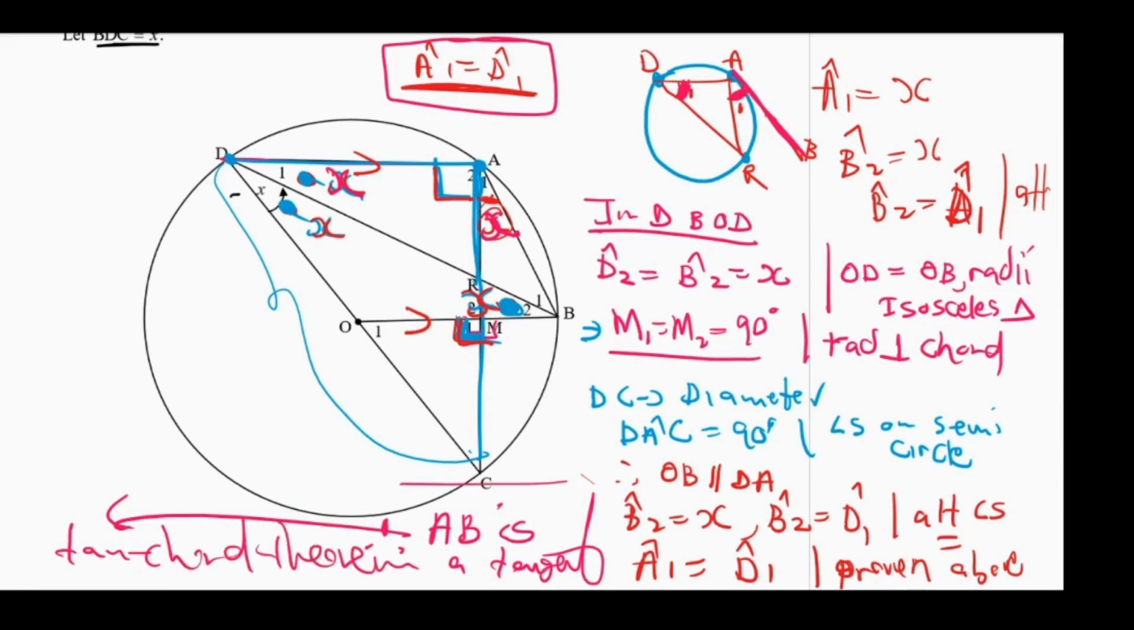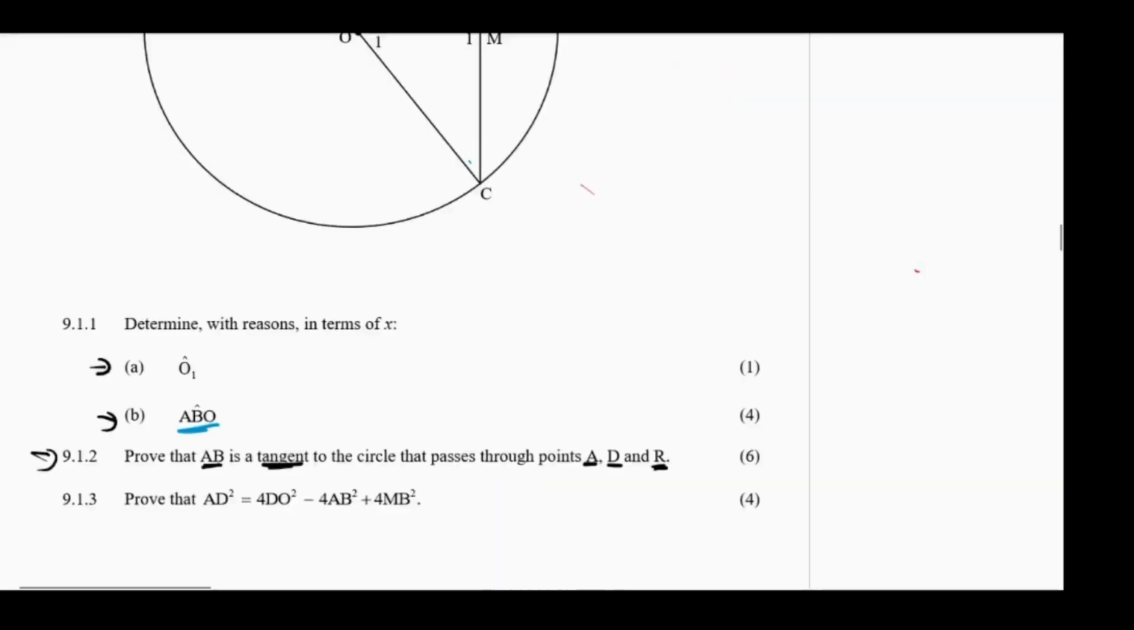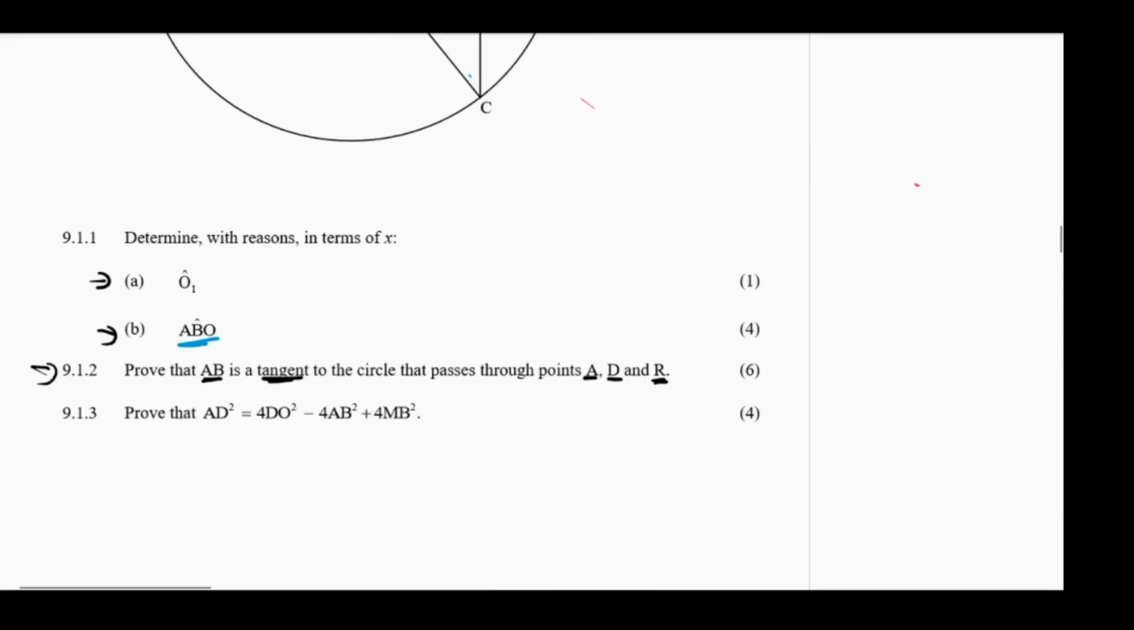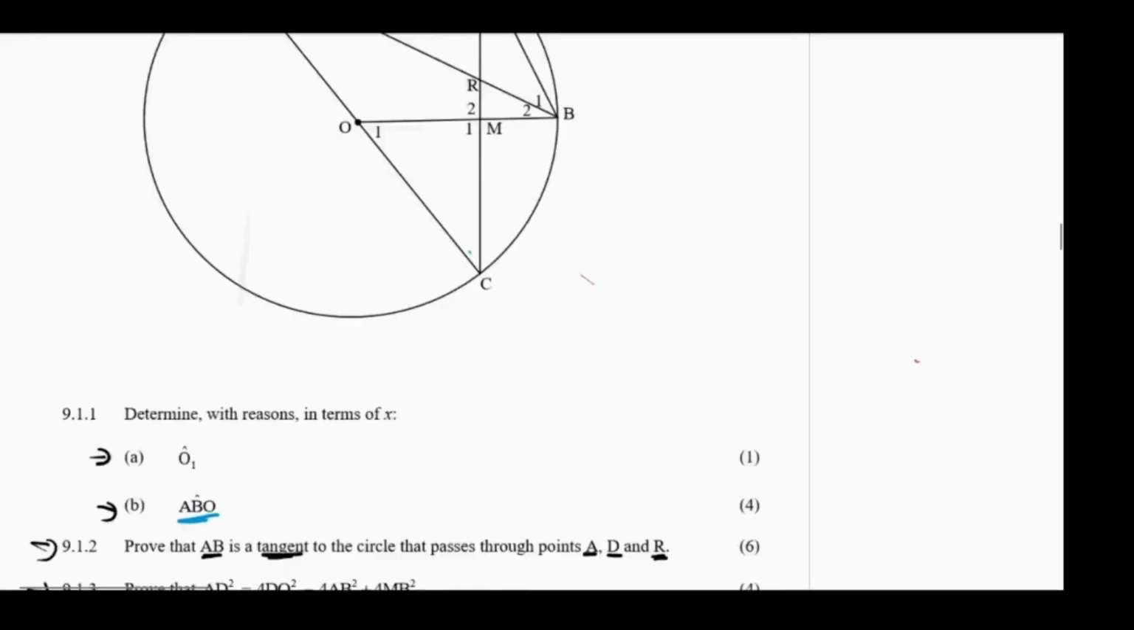Right, so next to this solution here, just write tan chord theorem, right? Okay, so now we're going to go to 9.1.3. We are asked to prove that AD squared is equal to 4DO squared minus 4AB squared plus 4MB squared. So this is a bit tricky.